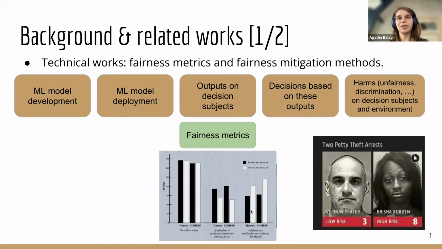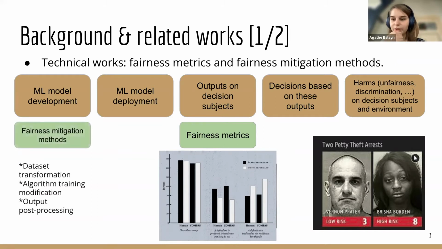And so still on the technical works, next to the metrics, there are all these sets of mitigation methods that are proposed, and that typically can be applied in the model development. They consist in transforming the training data set for this model, or changing the way it was trained, for instance the loss function, and otherwise also changing the approach to post-process its outputs. For instance, what you do with the probability distributions that you get in the outputs of the model.